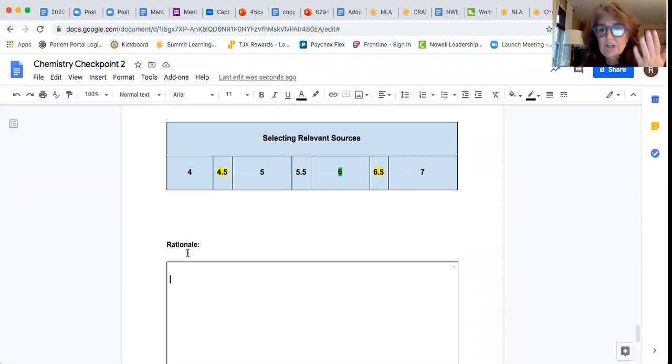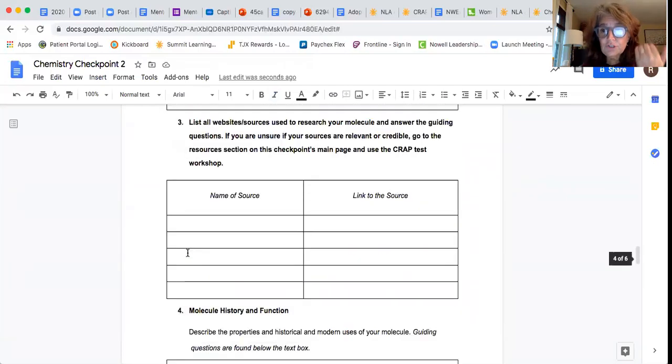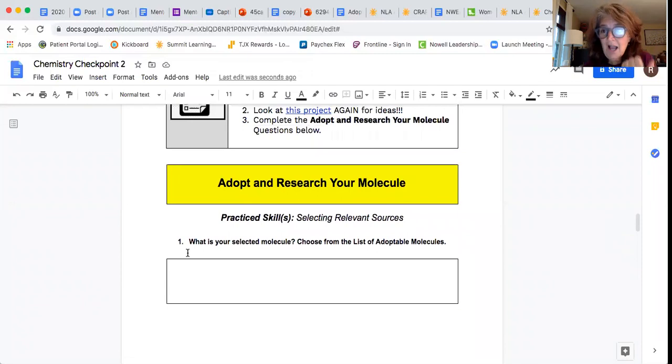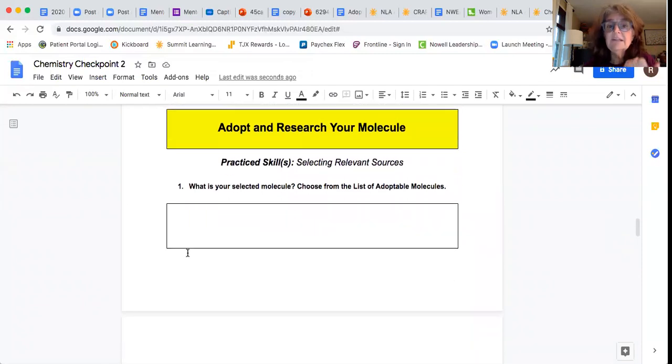Use the language of the rubric, make your sources pass the CRAP test, and enjoy this opportunity to begin to practice selecting relevant sources while researching a molecule that links to our lives, that impacts our lives, because we all know chemistry is life.